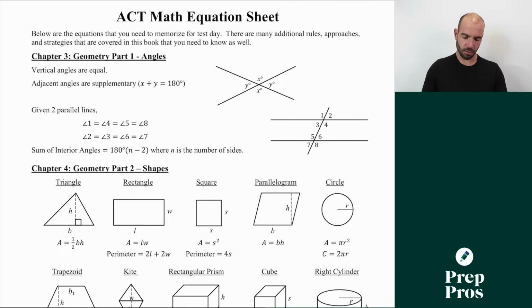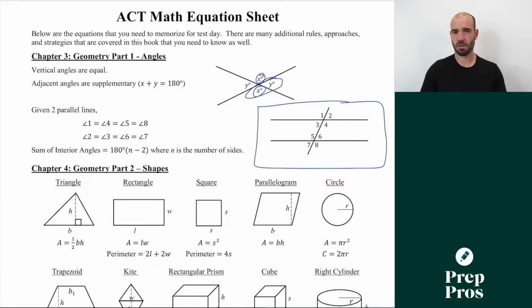So starting here with the stuff in chapter 3, we all need to know the basic geometry stuff. Chapter 3 is about angles. Remember, vertical angles right across from each other, say here x and x, are always equal. The ones right next to each other, like x and y, are all the same. Also make sure you understand this one right here with our parallel lines. It's very important. They love to ask you about parallel lines.